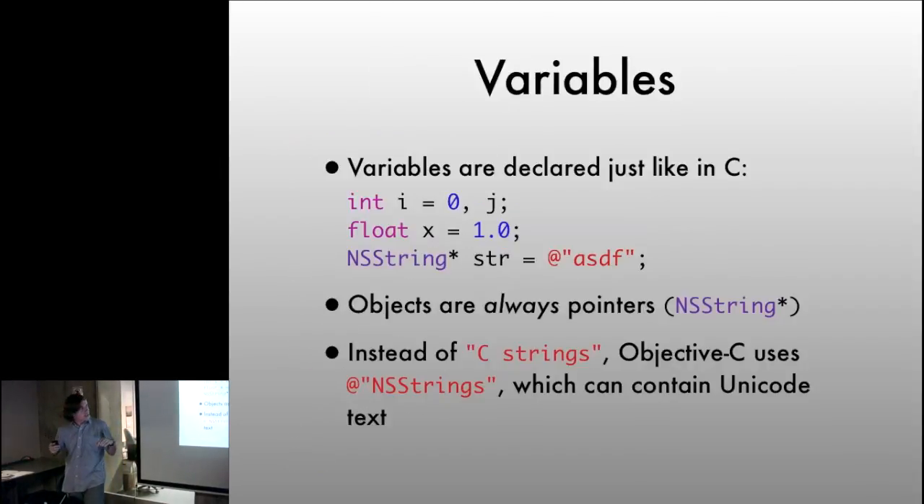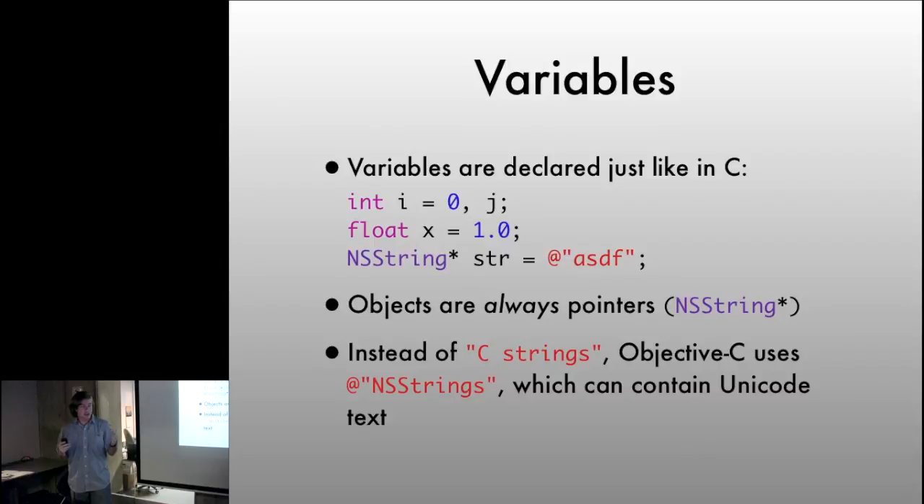So variables in Objective-C are declared just like in C. I don't really know what more to say about that. They're declared just like C. They need to be declared before they're used, but they can be defined and declared on the same line, just like with C99.